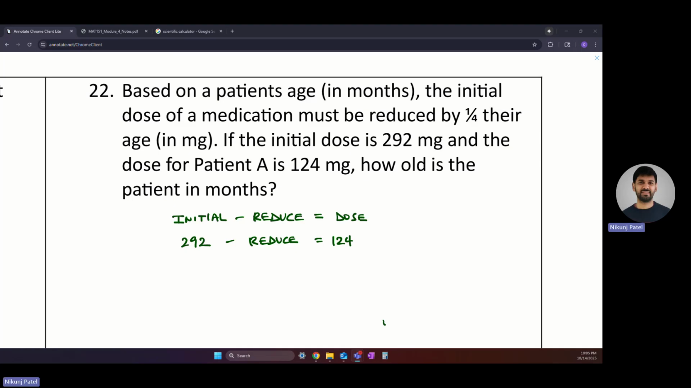There's a few ways we know how to determine the reduced amount. We could move this equation around a little bit and try to figure out the reduced amount. But either way, we want to figure out 292 minus what number equals 124. So whatever way you try to approach that, you should end up getting that amount is 168. That's the reduced amount.